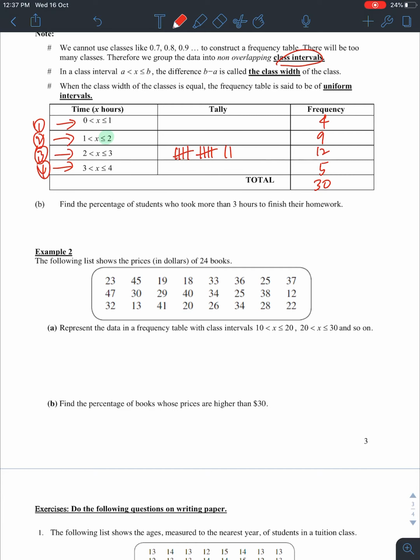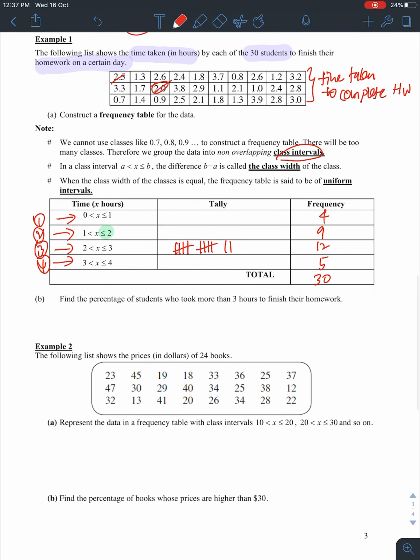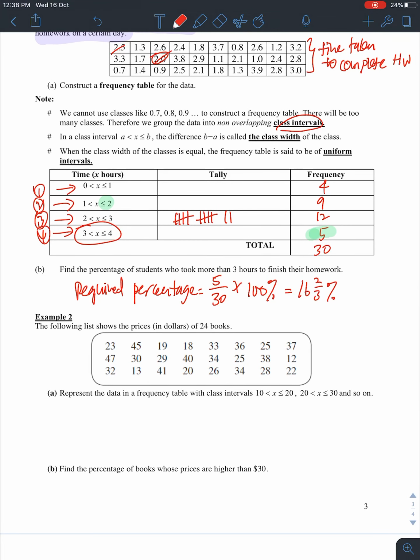For part B, they want you to find the percentage of students who took more than 3 hours to finish their homework. So more than 3 hours, we are looking at the fourth class interval over here. How many of such students do we have? It's very clear. The frequency tells us that there are 5 of such students. So required percentage is simply 5 over 30 multiplied by 100%. And that would give us 16.7%. Okay, and we are done.